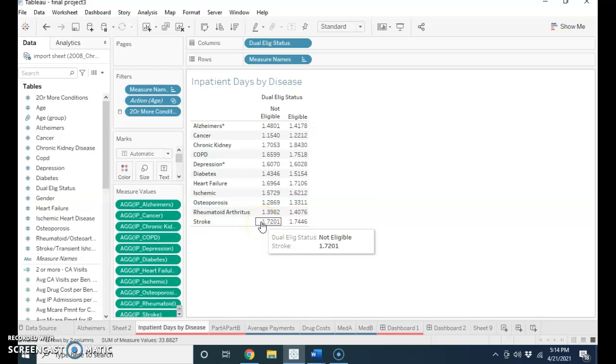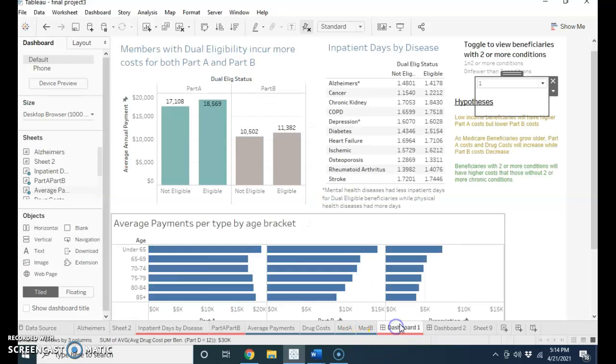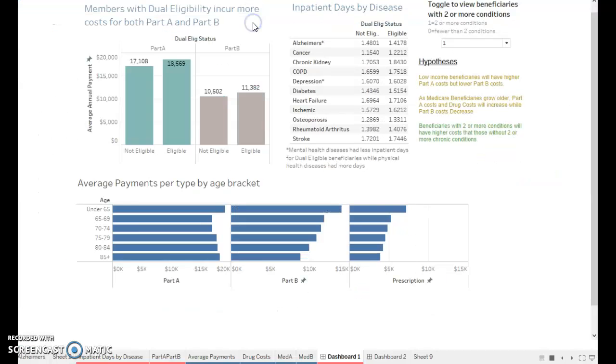So it just makes me wonder if low-income individuals that have mental health conditions are getting adequate care to treat these conditions, or if these mental health conditions just don't result in hospitalizations. So let's take a look at the dashboard. And I'm going to go into presentation mode here.